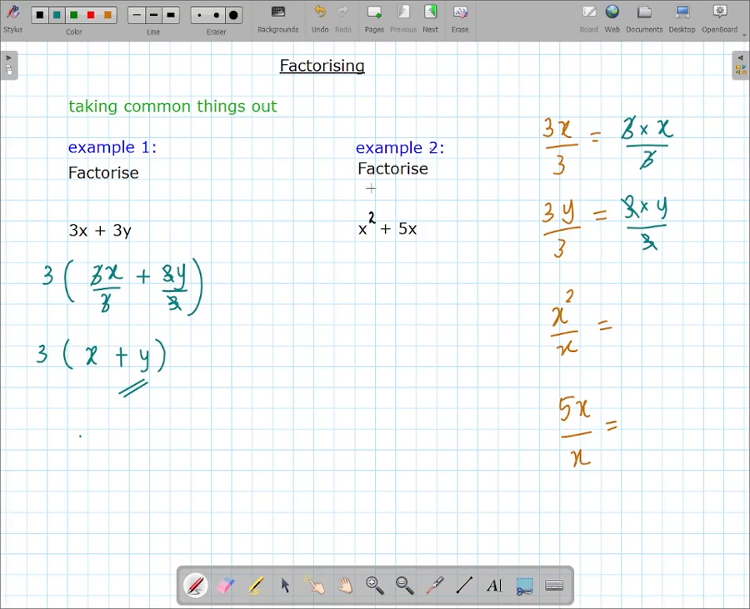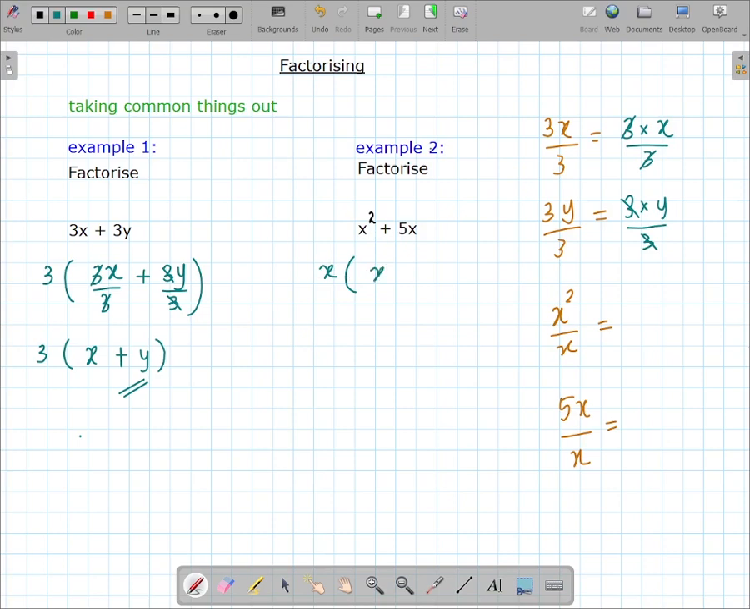Example 2, factorize x squared plus 5x. I can see x here, here also x. So x is common here. Then we can take x out. Here x to the power 1, so we can take x out. So I write x out, open bracket. When you take x out, we have to divide all the terms by x.